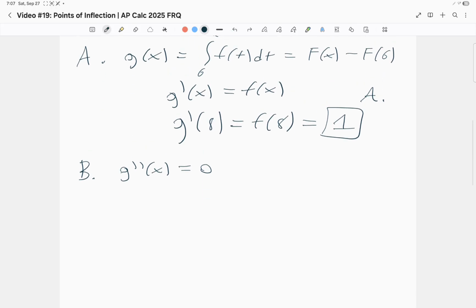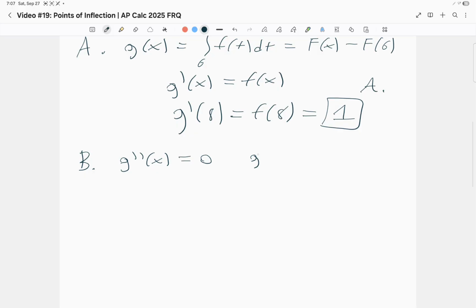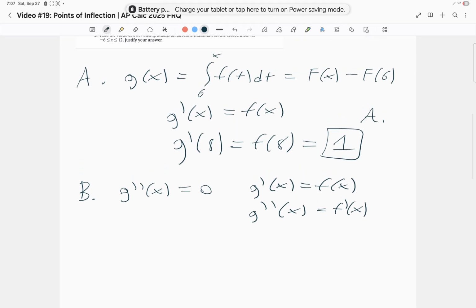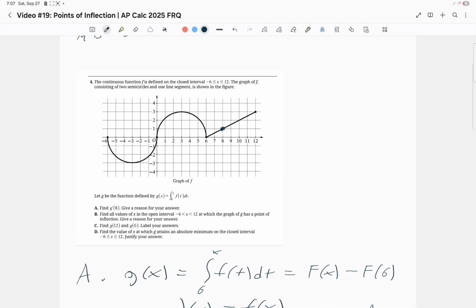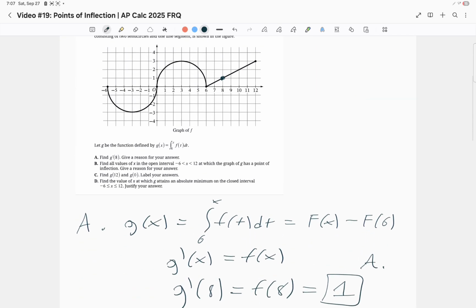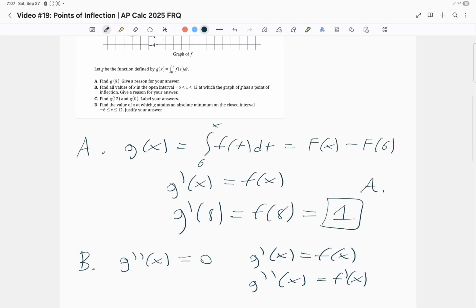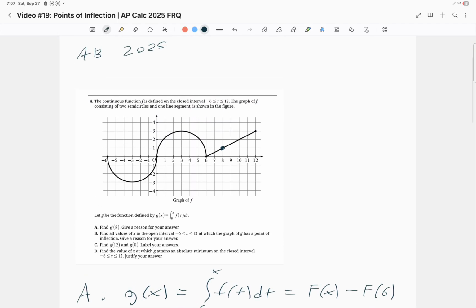So let's first find g double prime of x. We said g prime of x equals f of x, so the second derivative of g would be the first derivative of f. You could kind of see where I got that. So if we want to find where g double prime of x is equal to 0, we've got to look at where the slope on the graph of f is equal to 0, where the derivative of f is equal to 0. That's going to be when we have a horizontal tangent.